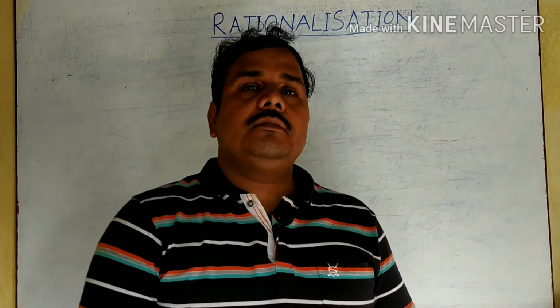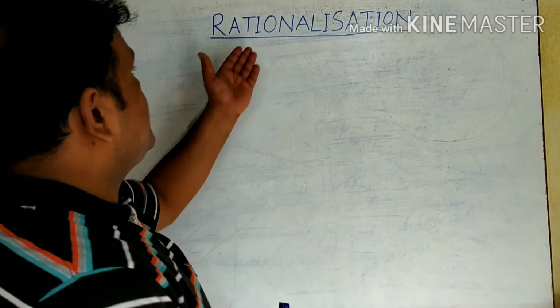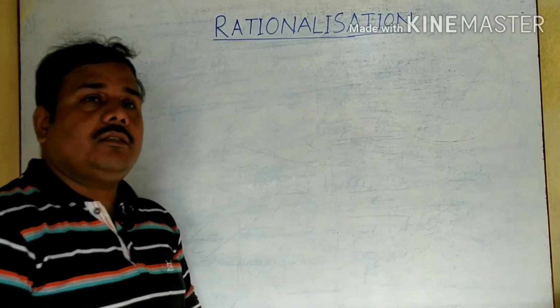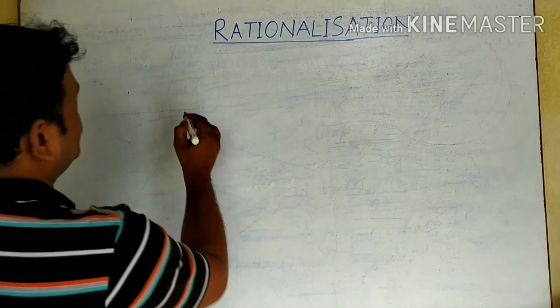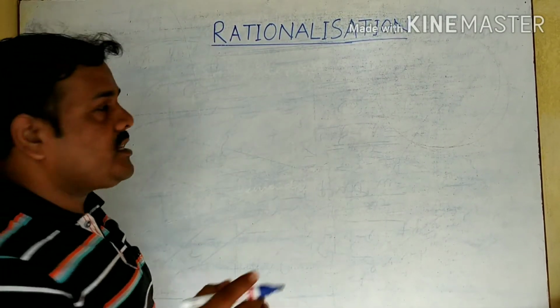Good morning, children. Today we will discuss rationalization. What is rationalization? Suppose we are given a number whose denominator is irrational.